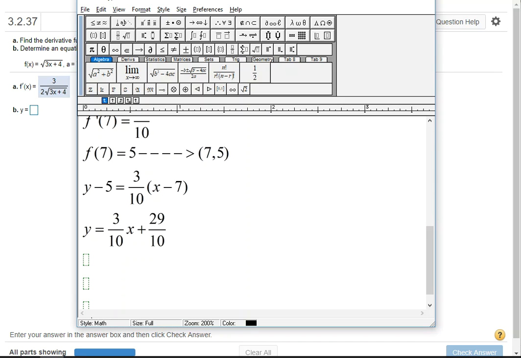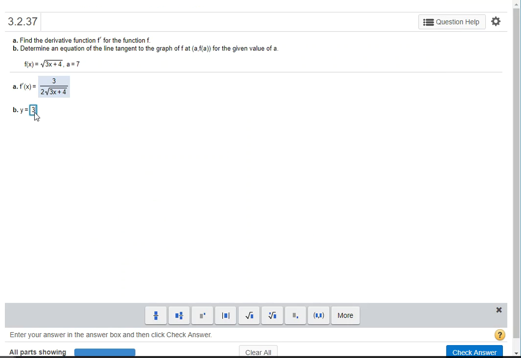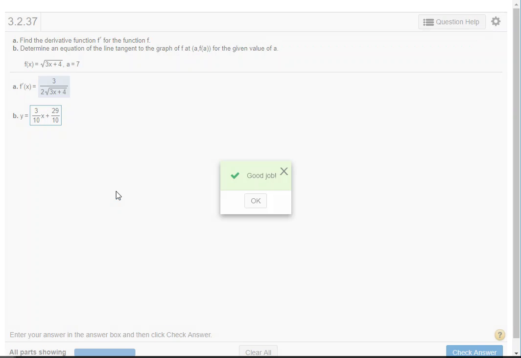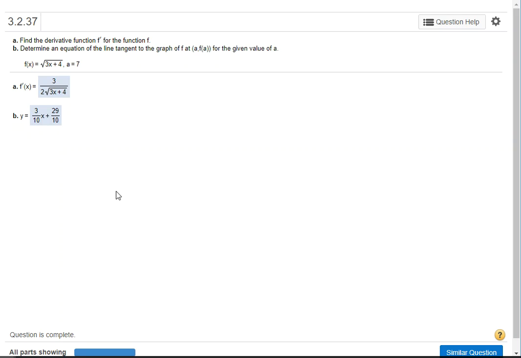Alright, so let's check this. This is supposed to be y equals 3/10 x plus 29 over 10. Great. I think that finishes the question.